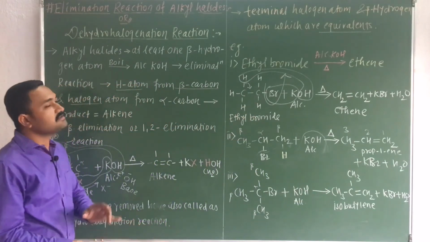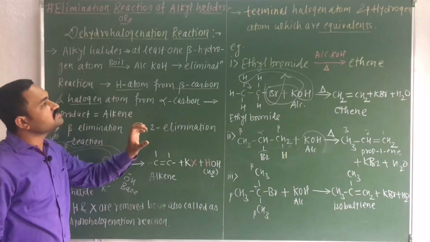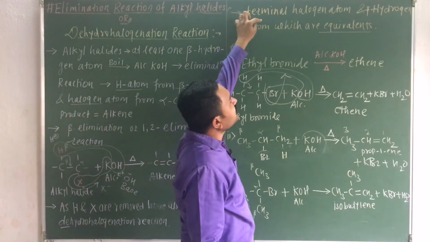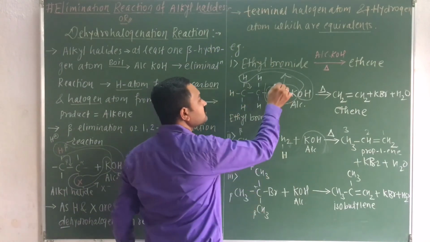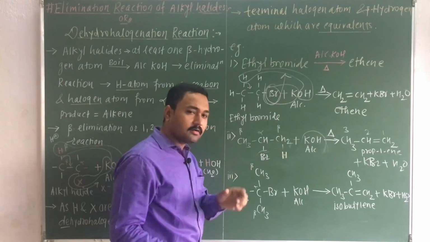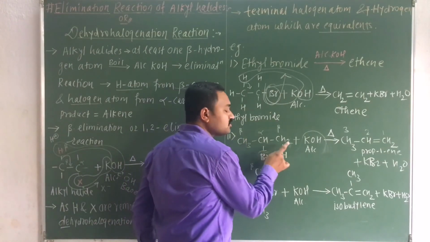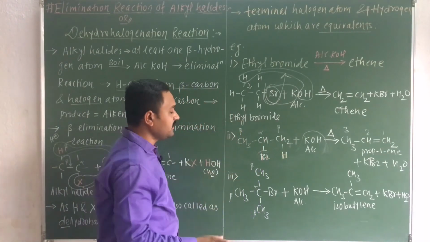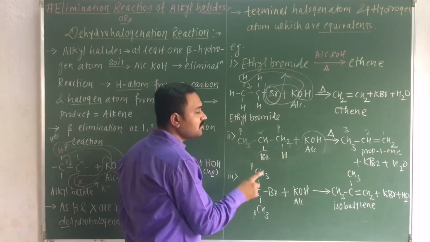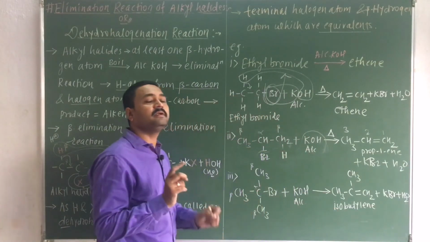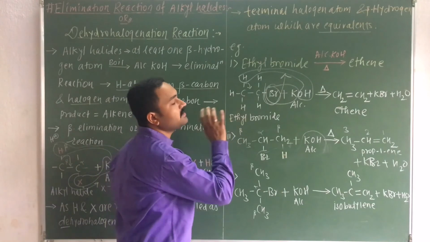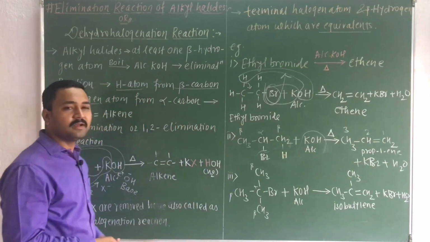So this is the video which is related to the halogen atom at the terminal position. This was the example for this, where the beta hydrogen atoms act as equivalent. Now in both examples there is only one product, hence those beta hydrogen atoms are known as equivalent hydrogen atoms. This is a very simple reaction.